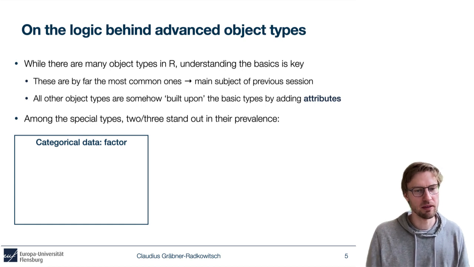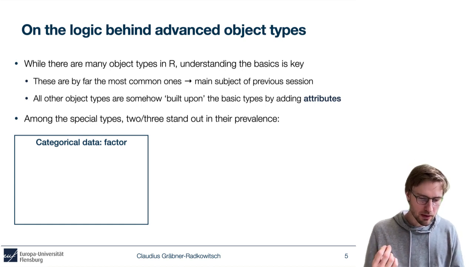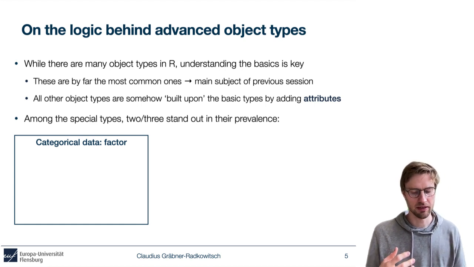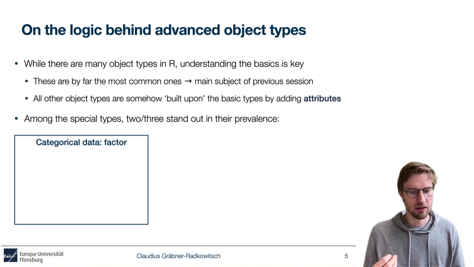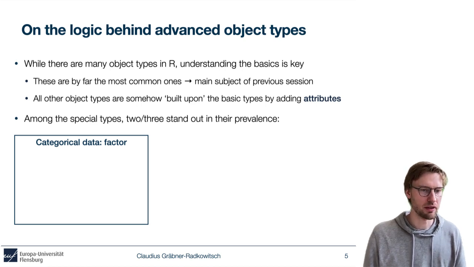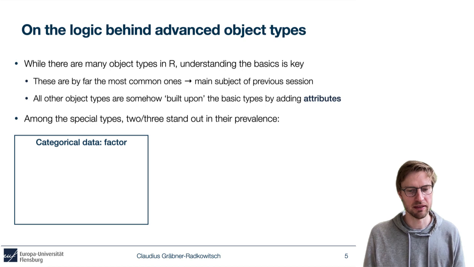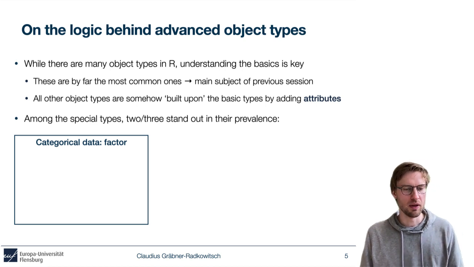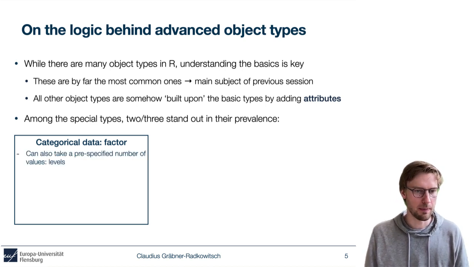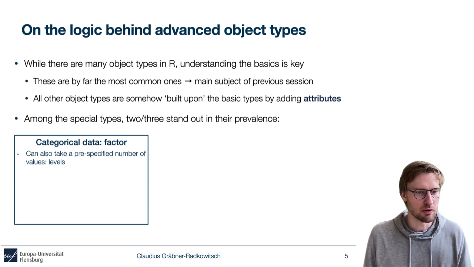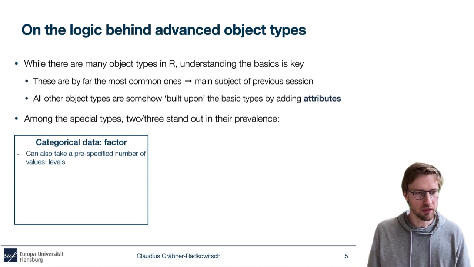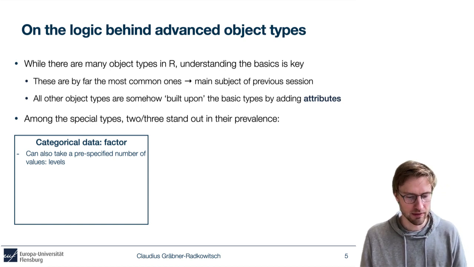First of all, the factor. The factor is an object type that has been designed to work well with categorical data. This is something that, especially in the social sciences, we encounter very frequently. Categorical data is data that can only take a pre-specified number of values, and we call these values levels.